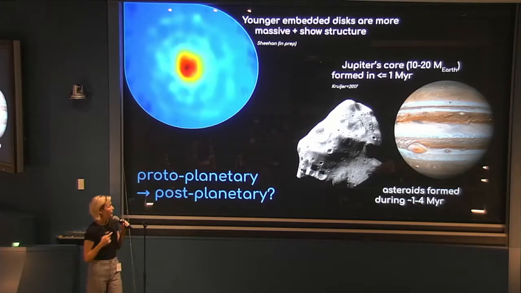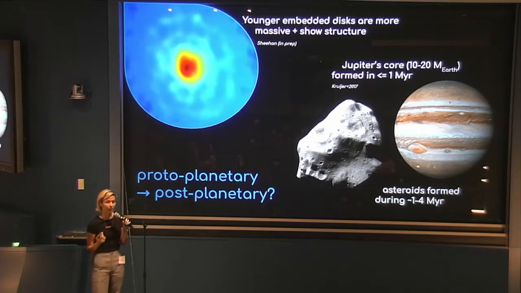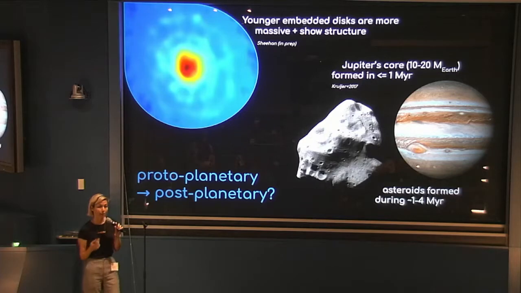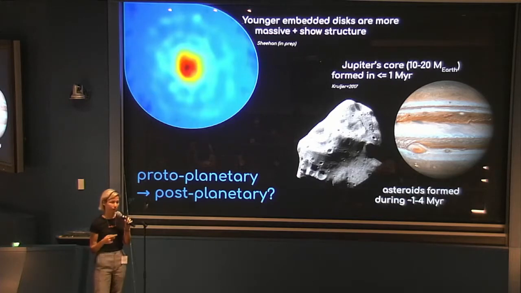The other line of evidence that is really interesting is if we look at our own solar system, the meteoritic record can give us some very accurate ages of the formation of objects in our solar system. And for meteoritic dating, we think that Jupiter's core formed within 1 million years, and also that the asteroids formed in the first few million years.